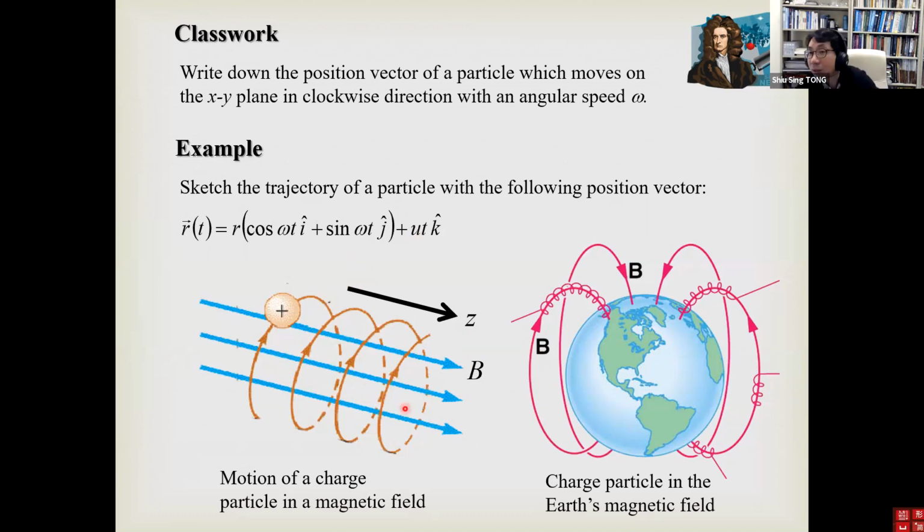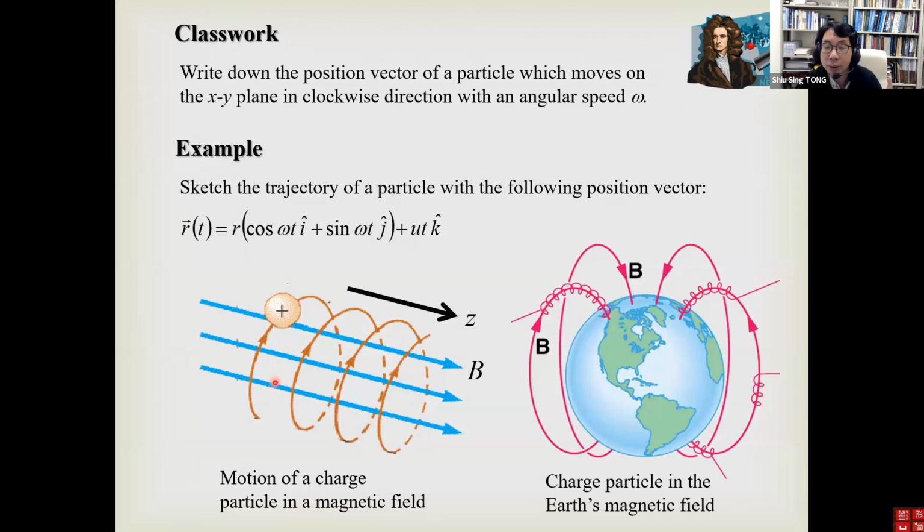Just like a screw: you turn your screwdriver around in a certain direction, and the screw will advance forward in a helical path. But what is a physical example for that motion? If you have a charged particle in a magnetic field, you will have that motion.